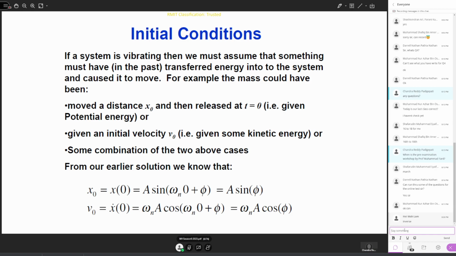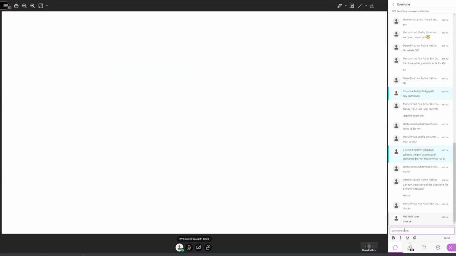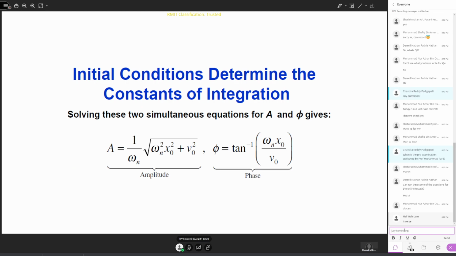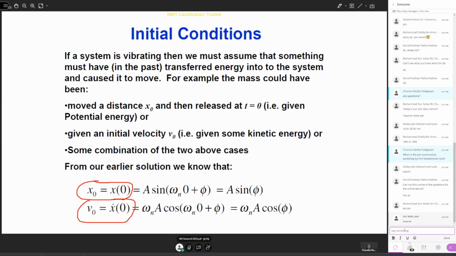Okay, initial conditions refer to what the displacement is when the time is 0 and what the velocity is when the time is 0. If you know these two conditions, then you'll be able to use them and solve for the response of the system. Suppose you know the displacement when time is 0.